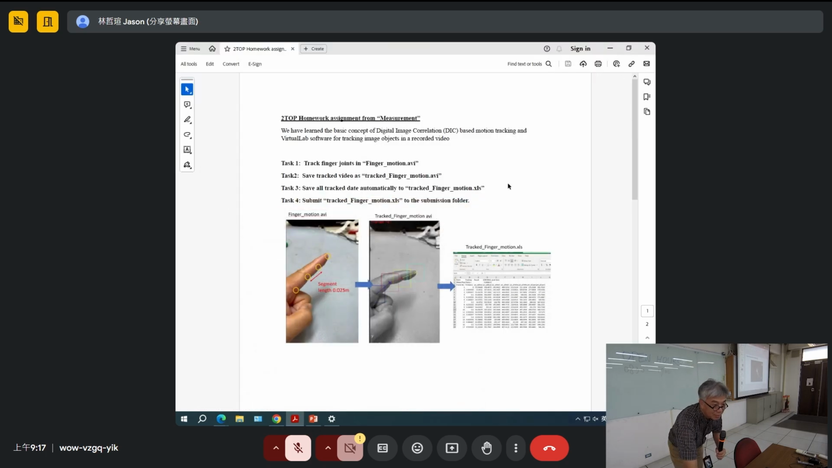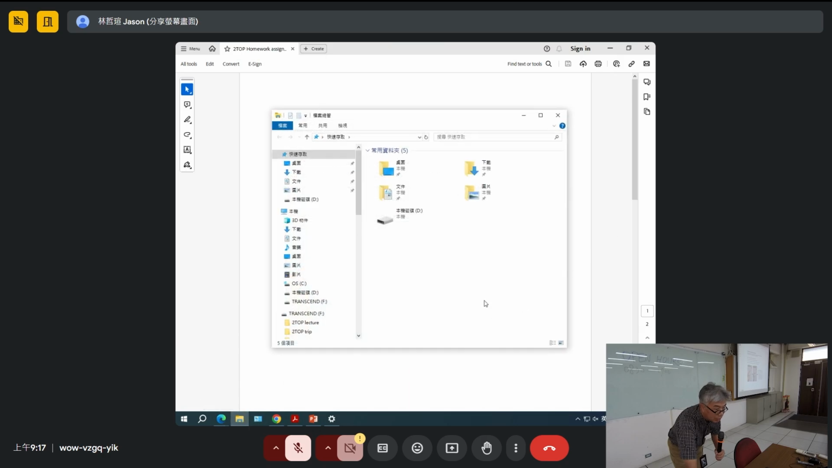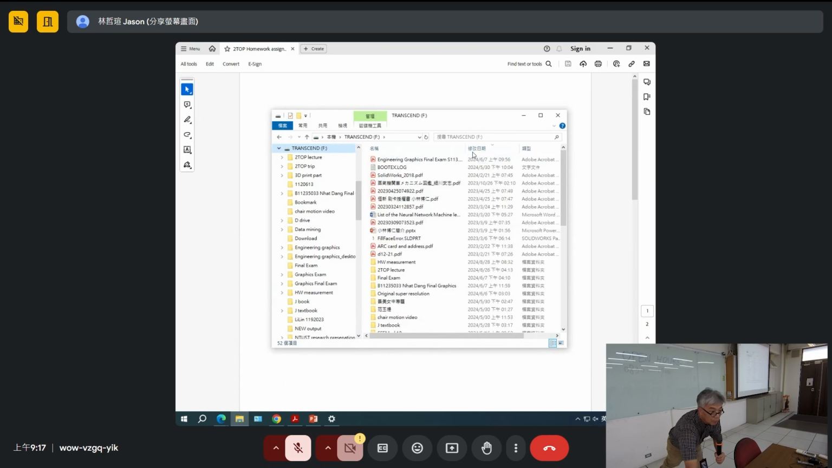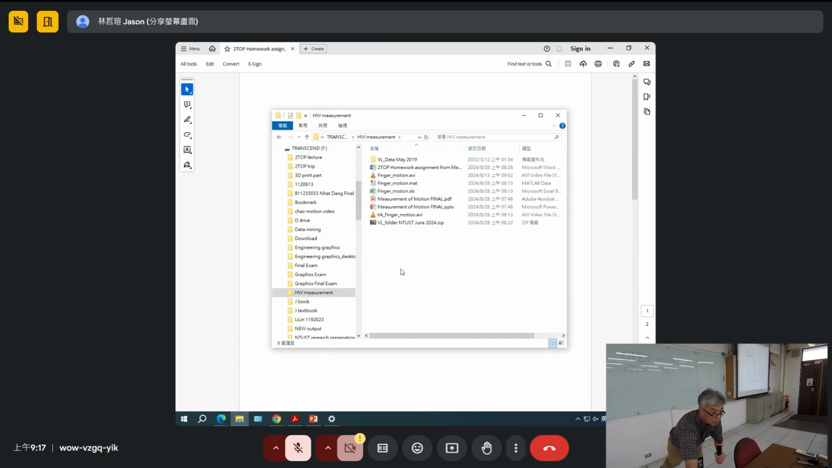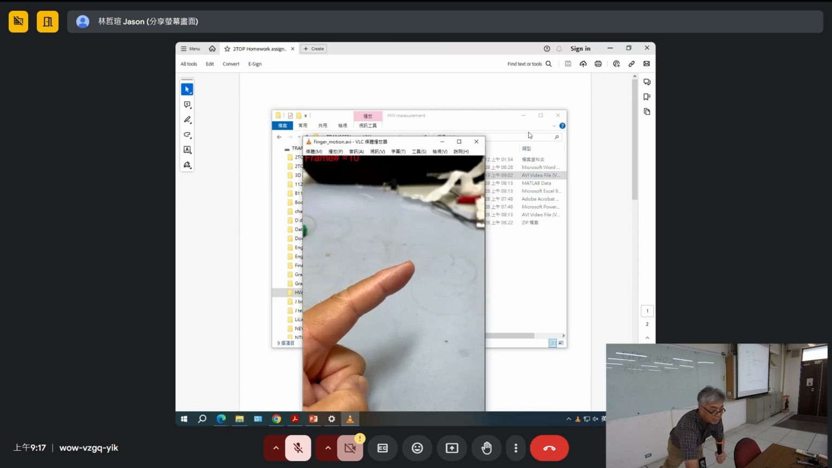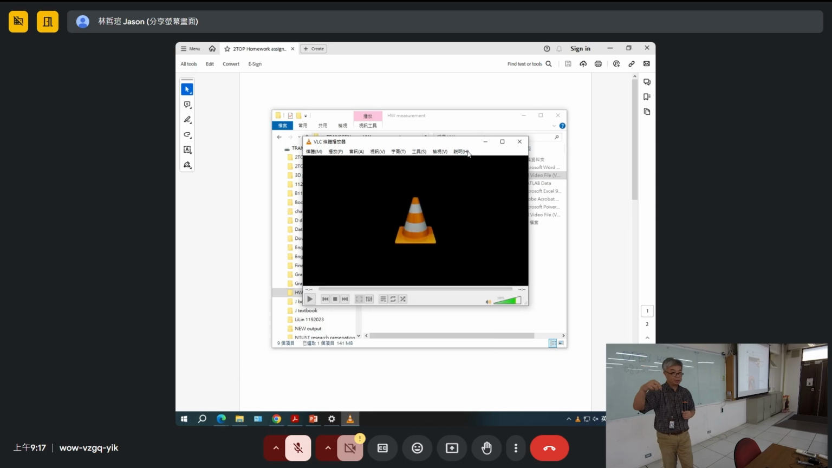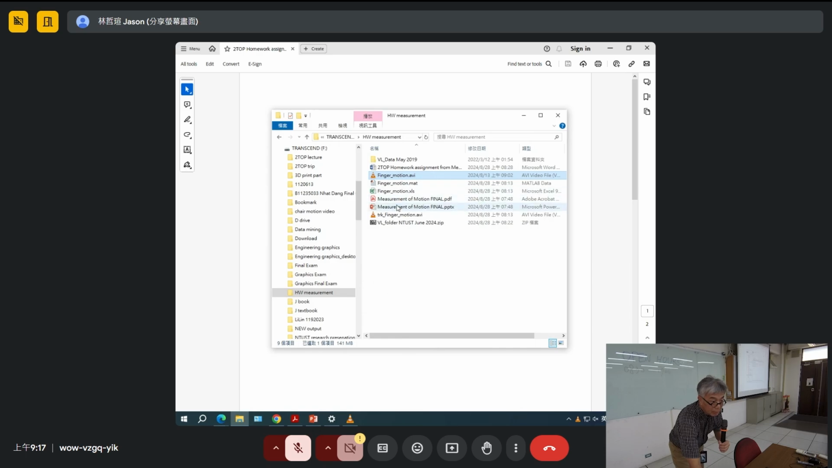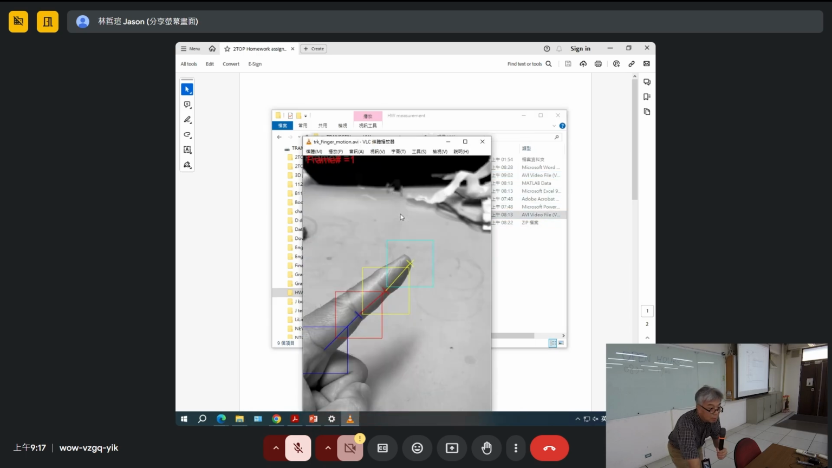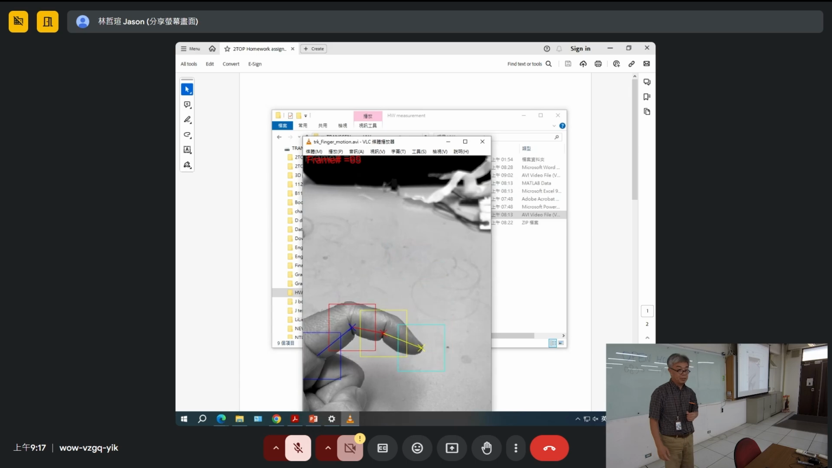Then the homework. Homework is something like this. Here you go. This is a video of my finger. Captured it. Then you will track the finger segment. As you can see, it's tracking, right?